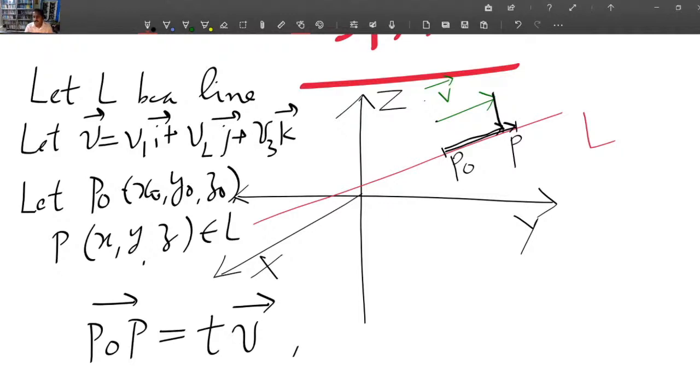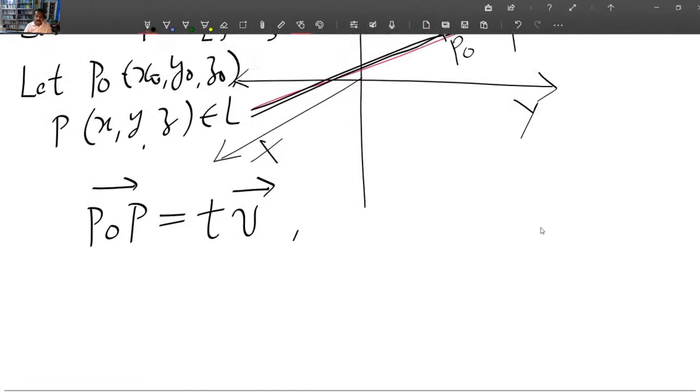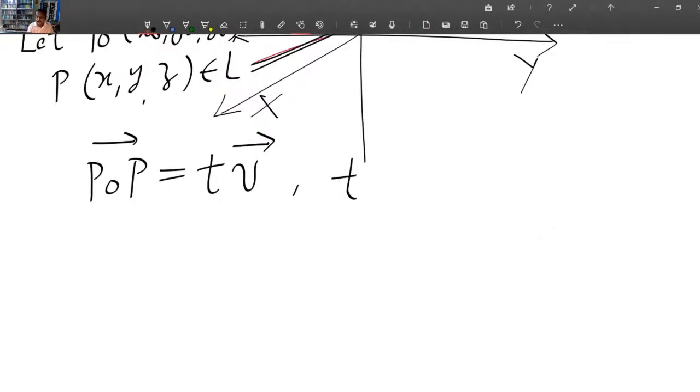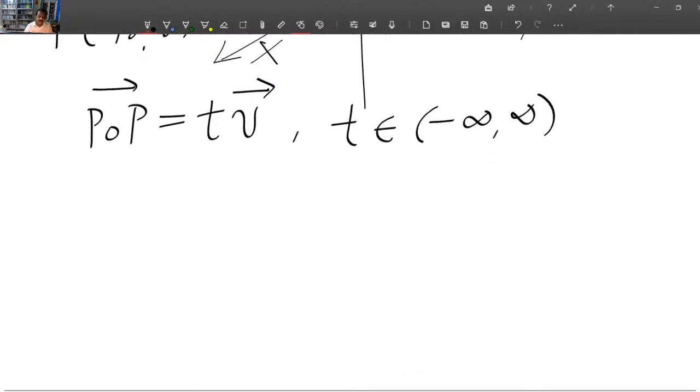So when t is equal to 1, you get this point. As t varies from 0 to infinity, you get different points on this line, and as t varies in the negative direction, you get the points in this direction. So t belongs to minus infinity to infinity. We have P0P equal to tV. This gives a description of the points on the line L.